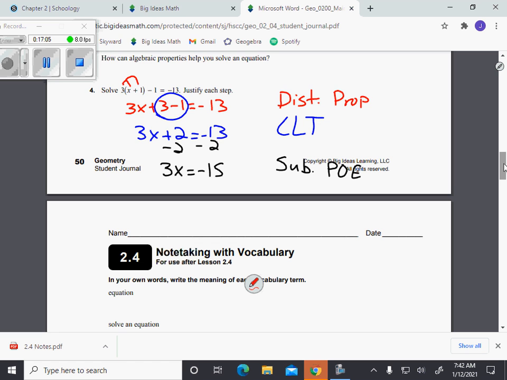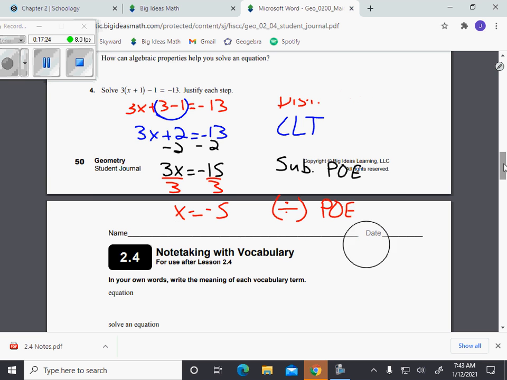Lastly, how do we solve? We divide by 3. We can get x equals negative 5. You can also do this. Division property of equality. Okay. We're done. Solve for x. Good.